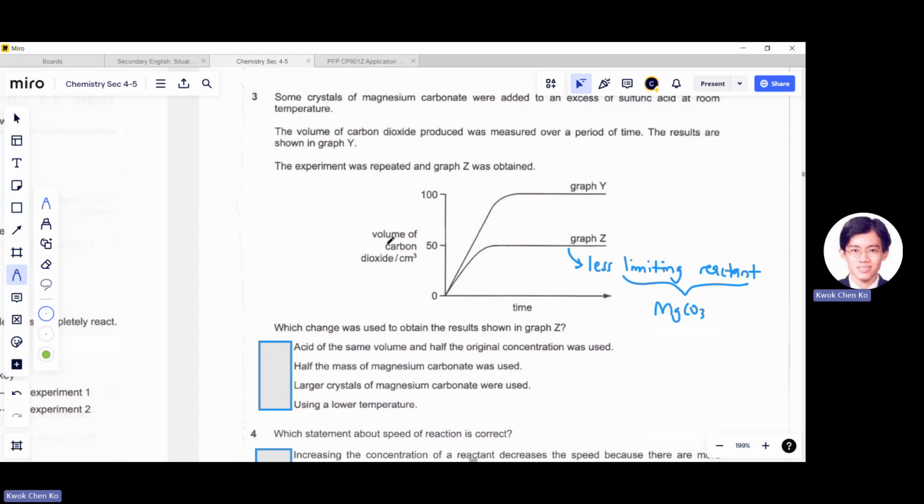C is larger crystals, no? But it doesn't tell you the limiting reactant is less. It means there is only larger particle size. Yes. Answer is B. Okay, C only tells you different particle size, but that only affects the speed, not the final amount of product.